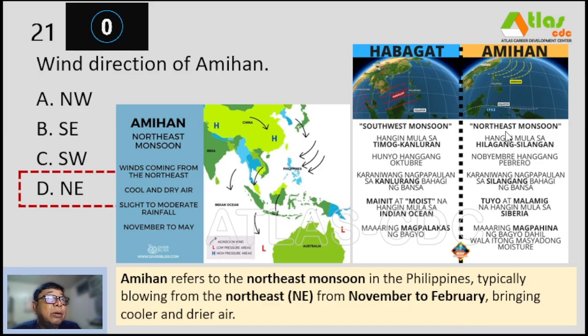So, ang habagat, November to February or November to May or November to April. Nag-iiba-iba, no? While the habagat is from June to October. Yung iba, May to October yung habagat. So, ang amihan is cool and dry air, no? Versus yung sa habagat is mainit at moist na hangin, no? Mula sa Indian Ocean.